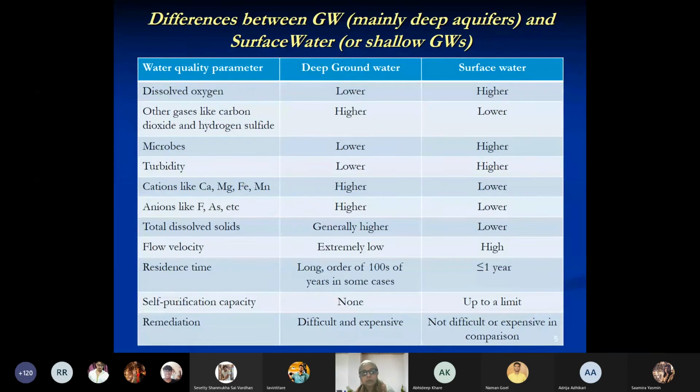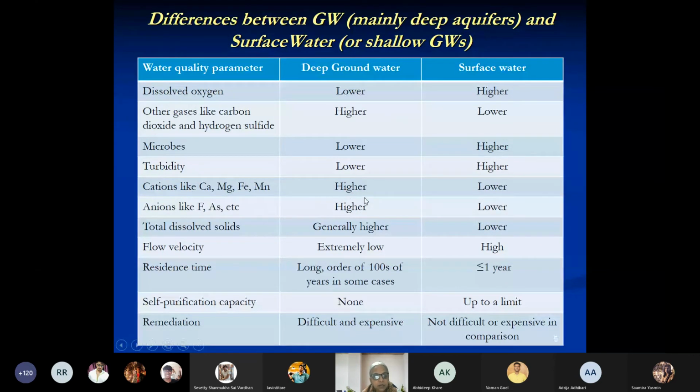Then you come to turbidity. Turbidity is that muddy look in the water. Because of filtration, deep groundwater will have less turbidity compared to surface water. These are very broad generalizations, and like I keep repeating, there will be significant exceptions from one case to another. So then you have cations.